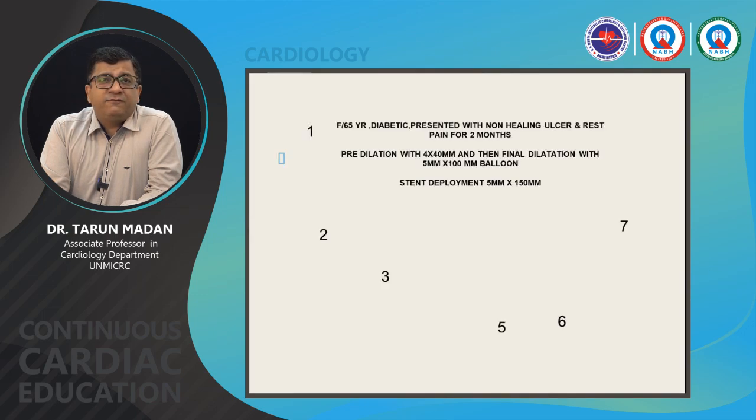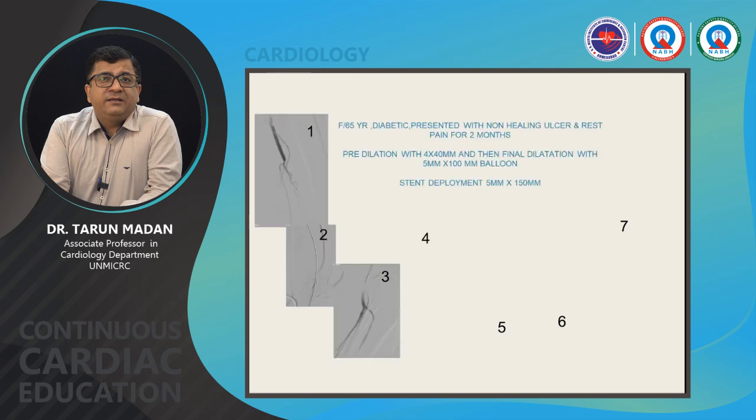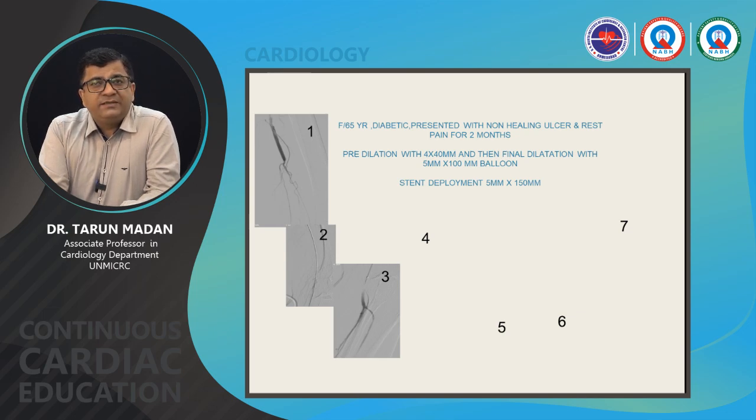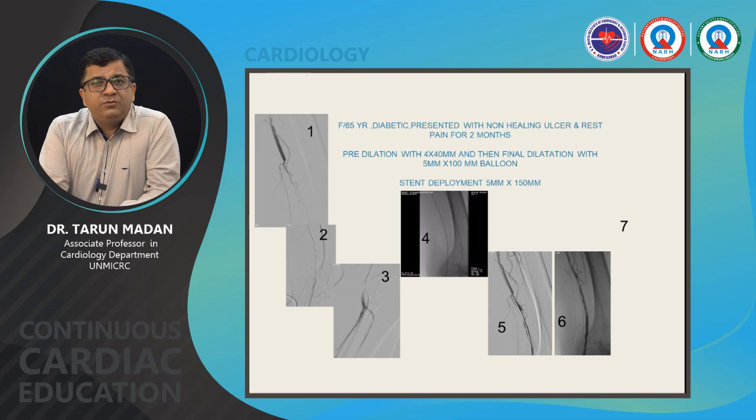This is a generalized example: a female, 65 years of age, diabetic, with a non-healing ulcer and rest pain in the left leg. You can see in the mid-thigh, the femoral artery is totally occluded. We have crossed a wire from the occlusion into the popliteal artery at the knee joint and confirmed that we have reached the distal true lumen. This lesion was pre-dilated with a 4x40 mm balloon, and you can see very nice flow achieved in the artery after balloon dilatation.